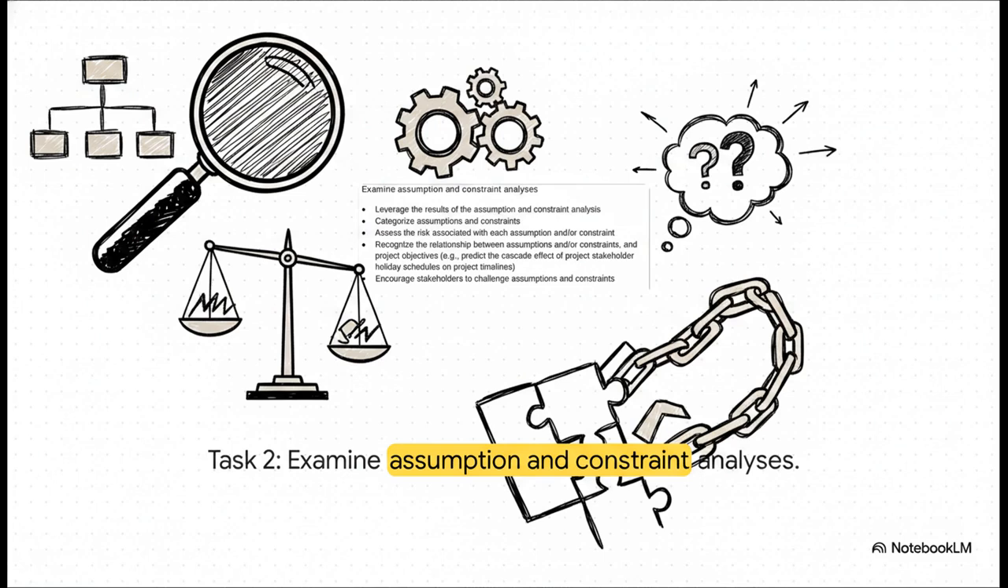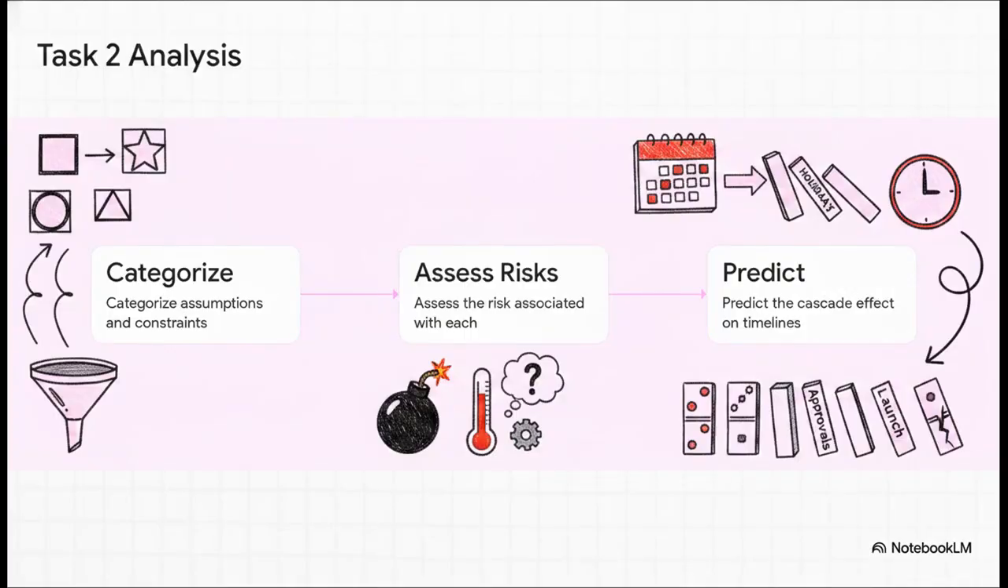This is where we really interrogate the boundaries of our project to see how they might impact our investigation. You have to explicitly categorize your assumptions, outline your hard constraints, and rigorously assess the risks attached to every single one of them. You can't take anything for granted. It's all about connecting the dots and predicting cascade effects.